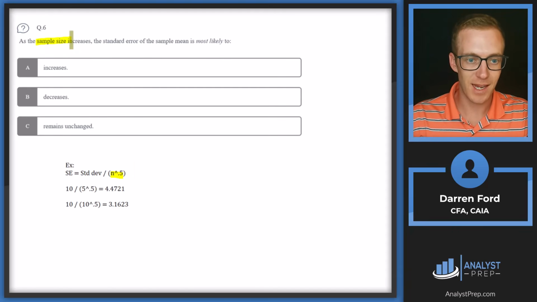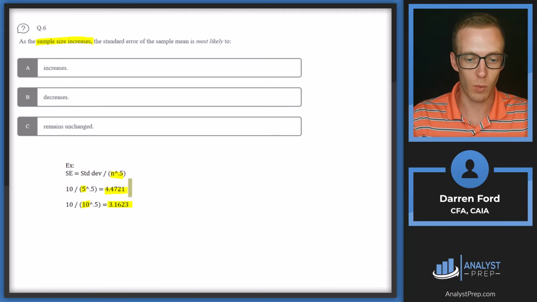So if the sample size increases, what happens to the standard error? I'm just going to use 10 as our standard deviation in both examples and then change this variable. So we'll use 5 as our number of observations for our sample size, and then 10 in the second example. When we do this very simple example, we can see in the first scenario we're at 4.4, and then by increasing that sample size, it gets us to 3.16. And so as we increase sample size, our standard error should decrease.